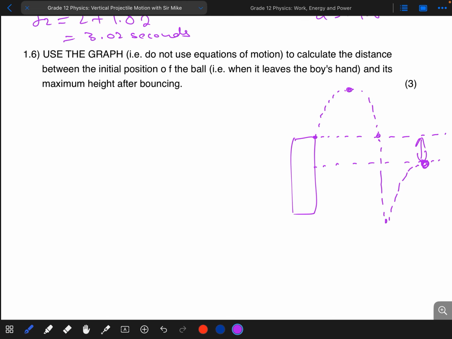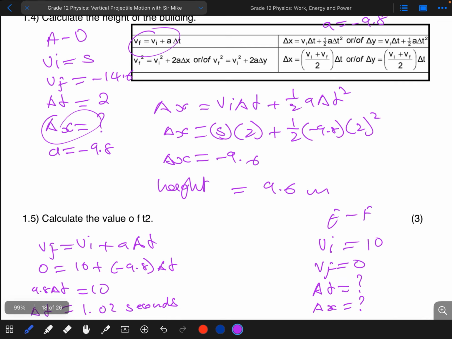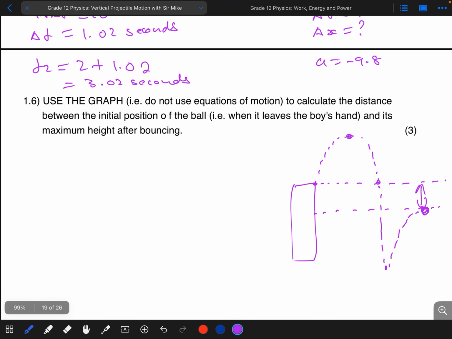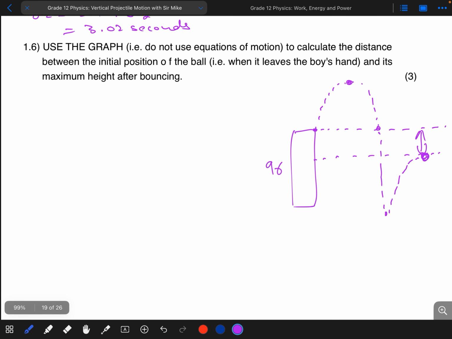I already know the height of the building to be 9.6. So in this case, what I can simply do is calculate this height, which would be represented by that maximum height there after the first bounce. After that, I take this whole length and subtract that, and I'll be left with that there.